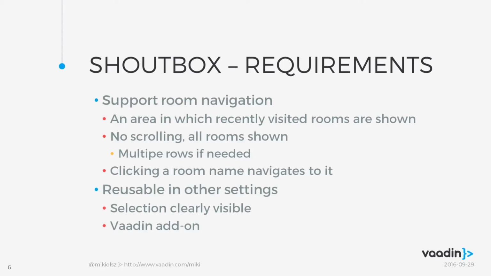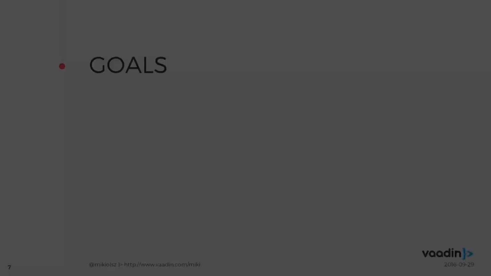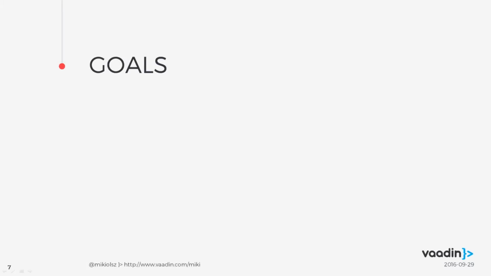And we would like it to be reusable in other settings. In this case, we are selecting a room name from a bunch of predefined names, but we maybe would like to be able to select, I don't know, a person from a number of persons or something. We would like to make it a Vaadin add-on. With this in mind, we have the following goals.